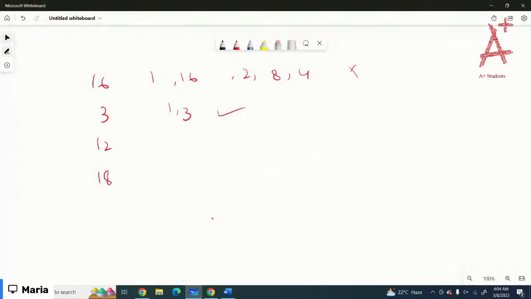Got it? Just look at the 12. 1 times 12 is 12. 2 times 6 is 12. 3 times 4 is 12. So these are the factors of 12. 12 has more than two factors. 12 isn't a prime number.